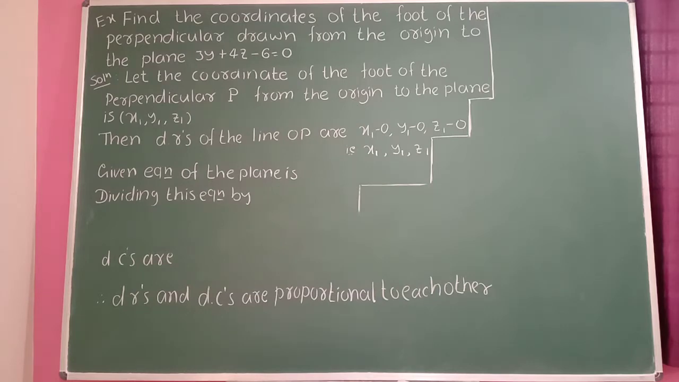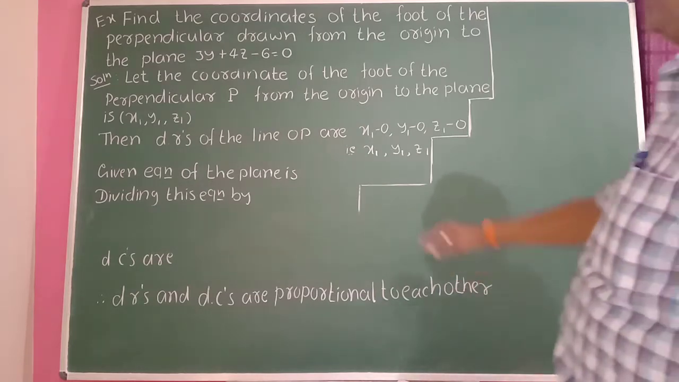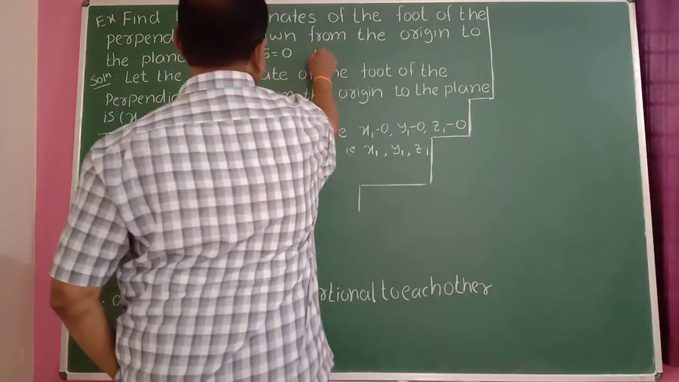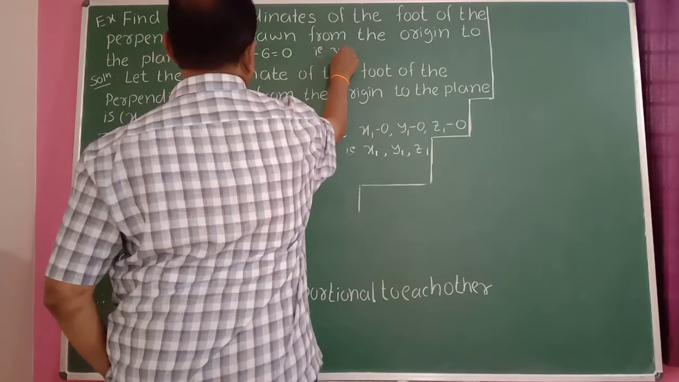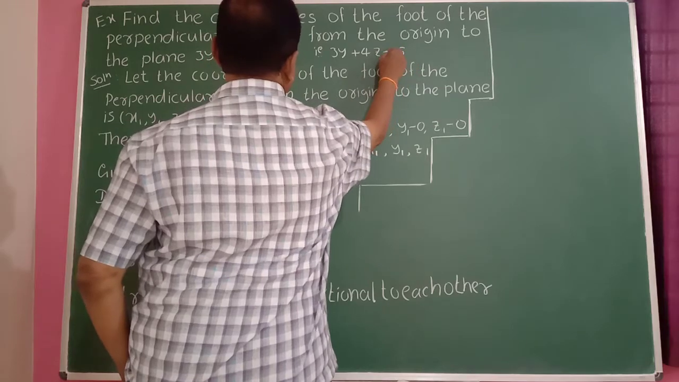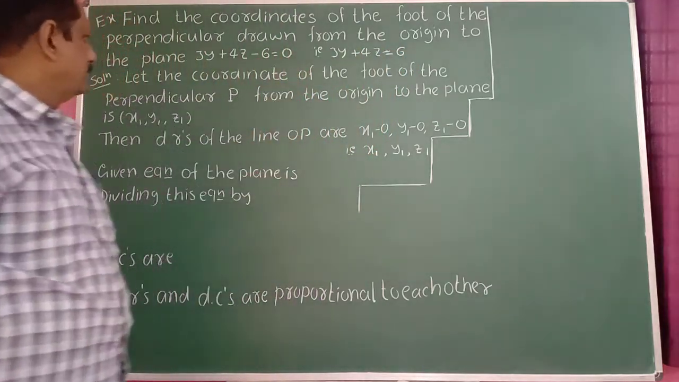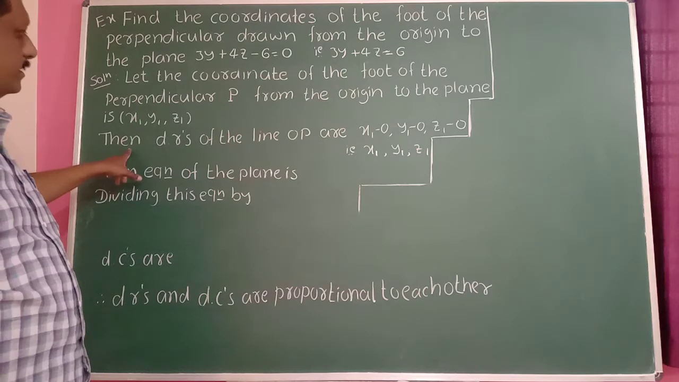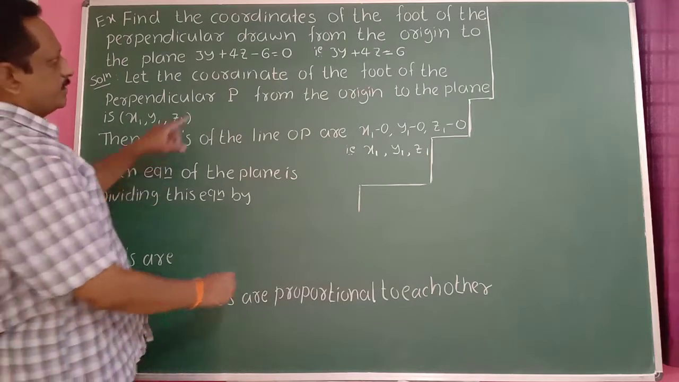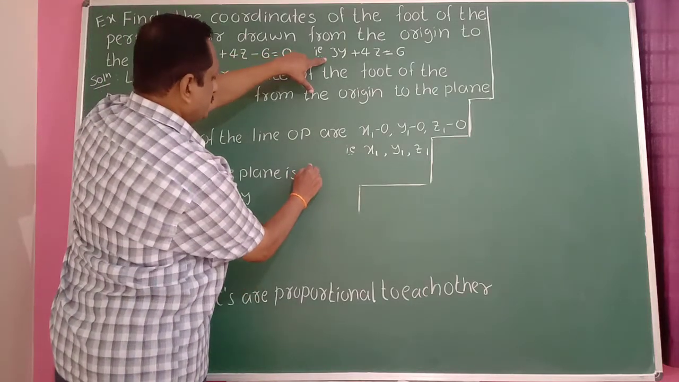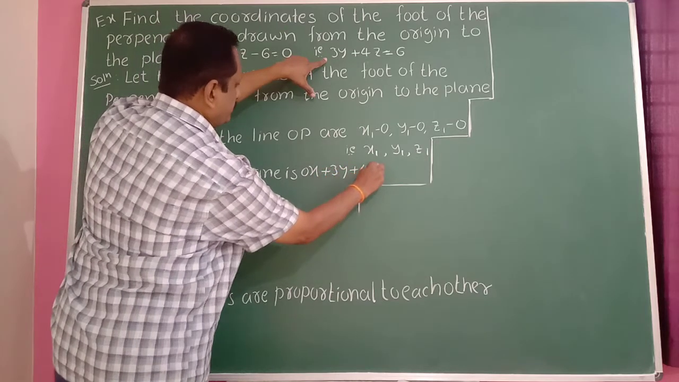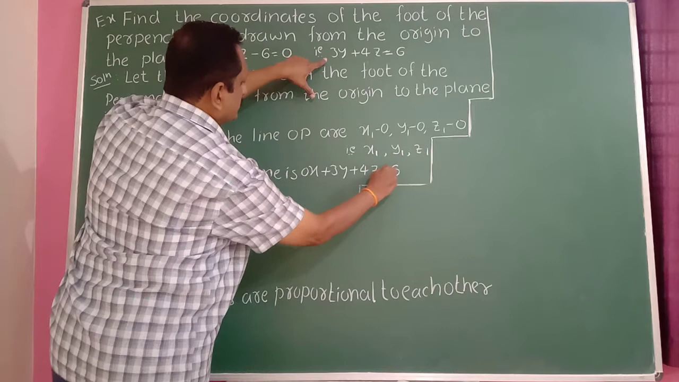In this case, the equation of the plane is 3y plus 4z minus 6 equal to 0. So 3y plus 4z is equal to 6 here. Take minus 6 to the right side. So just take a previous example here. Direction ratios of the line OP are x1, y1 and z1 here. In the given equation of the plane, there is no x term here. So 0x plus 3y plus 4z is equal to 6 here.